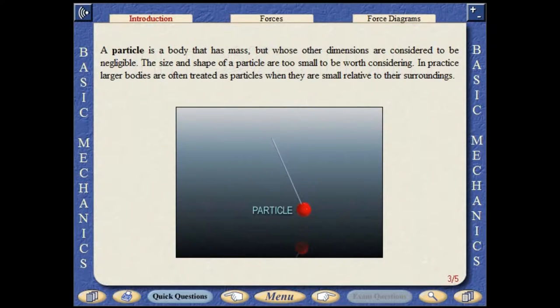A particle is a body that has mass but whose other dimensions are considered to be negligible. The size and shape of a particle are too small to be worth considering. In practice, larger bodies are often treated as particles when they're small relative to their surroundings.